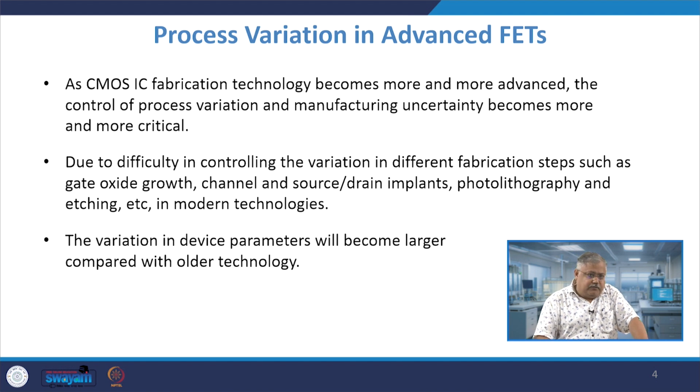Now, look at the second point therefore, due to the difficulty in controlling the variations in different fabrication steps such as oxide growth, channel source drain doping implant, photolithography and etching in modern technologies. So, in modern technology the process variations, though they have become very stable, there is still difficulty in controlling the accurate values of these variations, and more so it has become more and more difficult for low technology nodes as compared to higher technology nodes, and the reliability of the device comes under question. The reliability of the device means the reliability of the device to perform as per the expectation of the designer, that comes under question when you do a process variation.